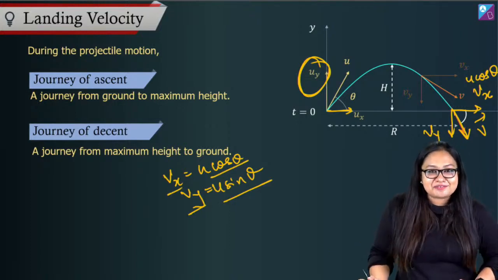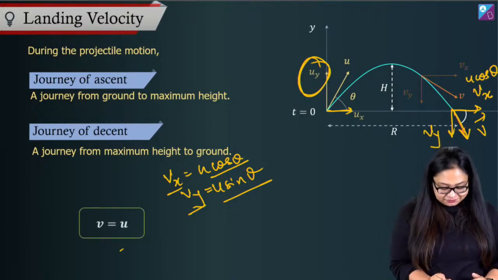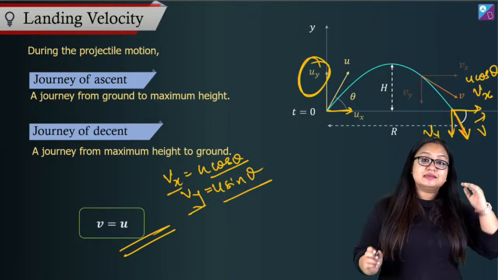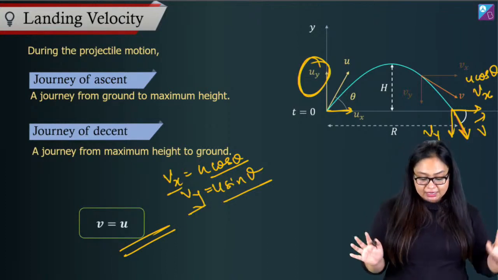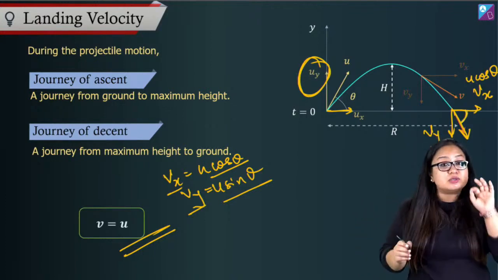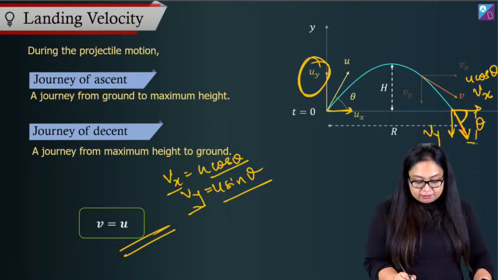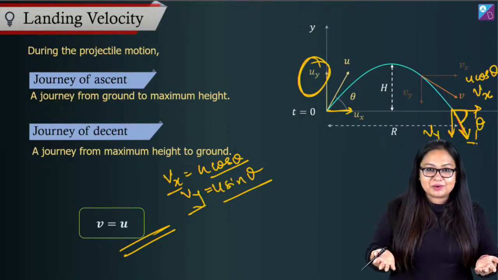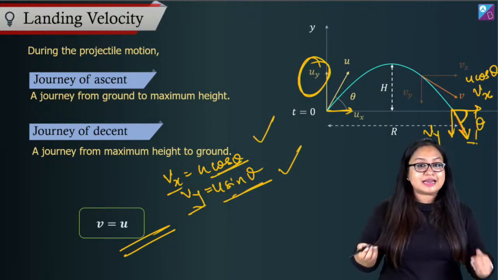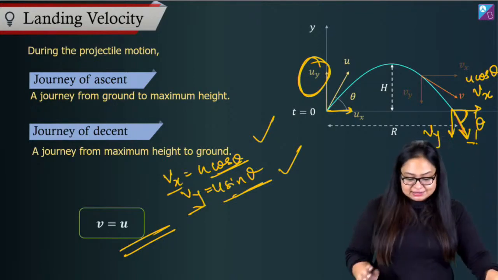What is the resultant of these two? The resultant is u. There we go, V is equal to u. Landing velocity's magnitude is the same as initial velocity's magnitude. If we talk about the angle, the angle with horizontal at which it lands is also the same as the angle of projection. Why? Because if we take mod of Vy by Vx, it will come out tan theta only, no? This divided by this gives tan theta. Okay, all right, we understand this.